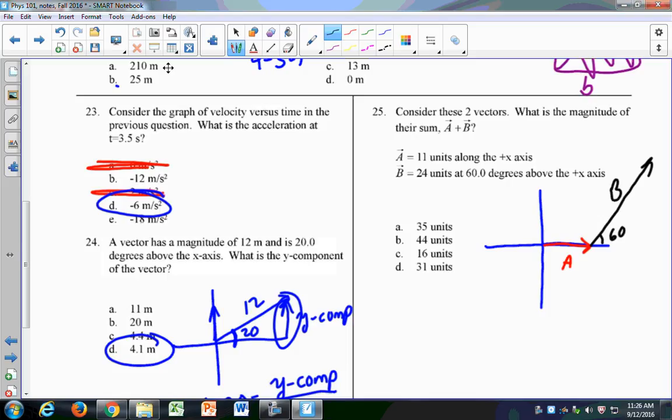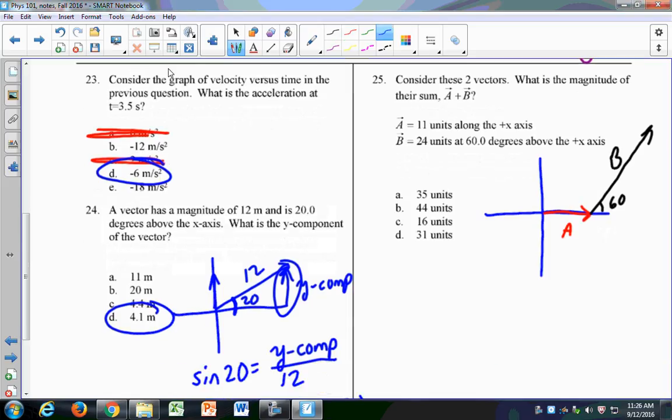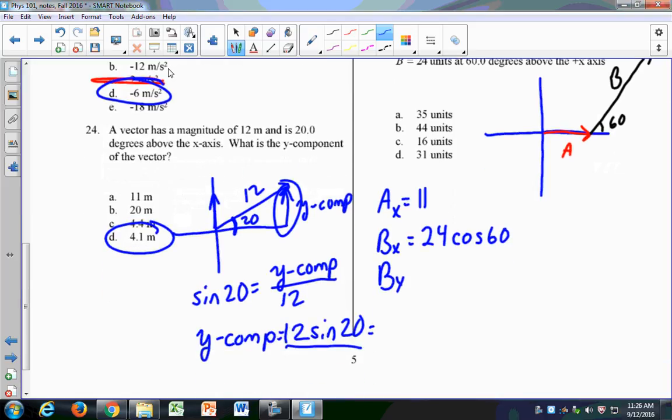I find the x and y components of each. AX is equal to 11, BX is equal to 24 cosine of 60, and BY is 24 sine of 60. And you all say, why did you not put AY? AY is 0 in this case, because A is on the x-axis.